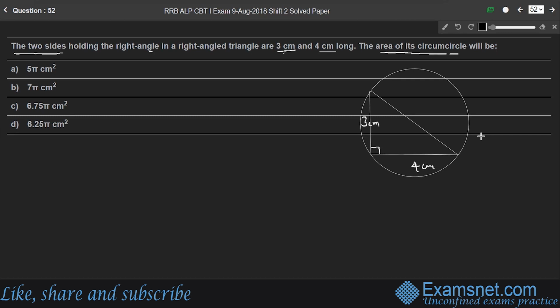So the area of its circumcircle. Here, in case of a right angle triangle, the center of its circumcircle lies on its hypotenuse, right? So we just take this point in a right angle triangle. So the center of the circumcircle lies on its hypotenuse.